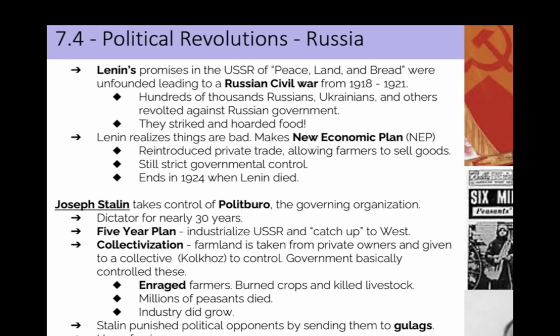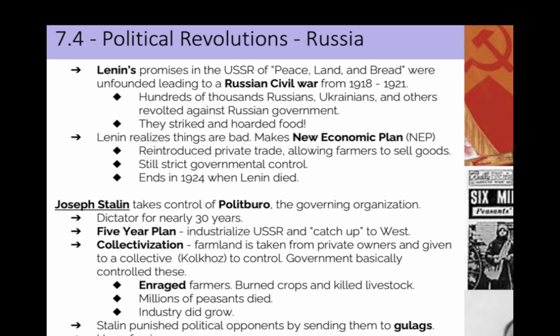I would put successful in quotes. Millions of people are going to die because of poor collectivization, but it does industrialize Russia, and it does move them into the top 5 most powerful nations. So it is successful. Now, if Stalin hates you, you get to go into the gulag.